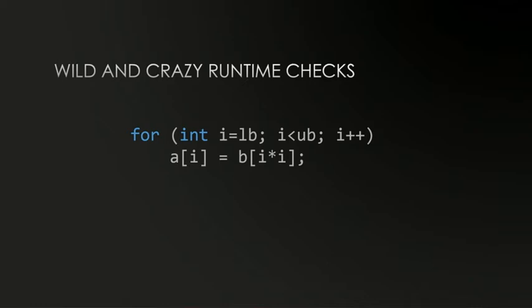Right, so I've changed two things in here. One is now B sub I multiplied by I, but I've also changed the loop bounds, right? I goes from some lower bound up until I goes to some upper bound.